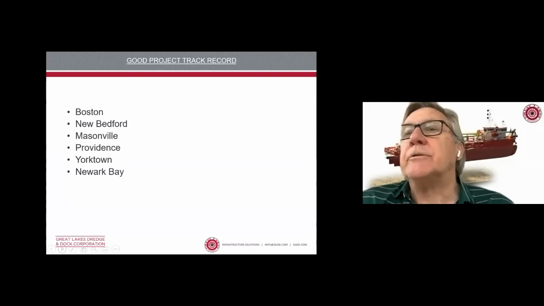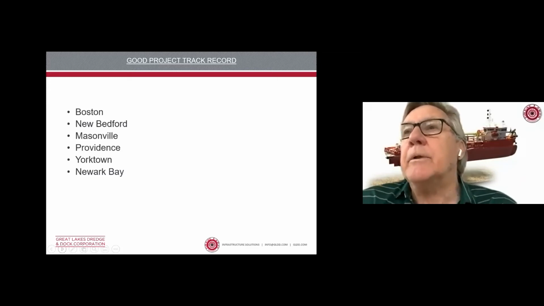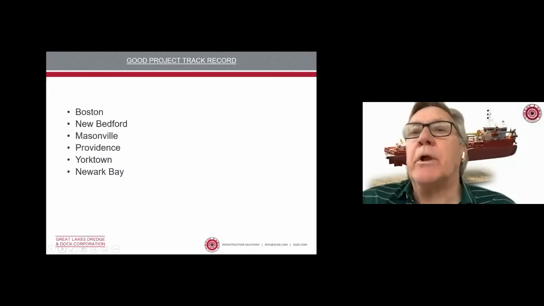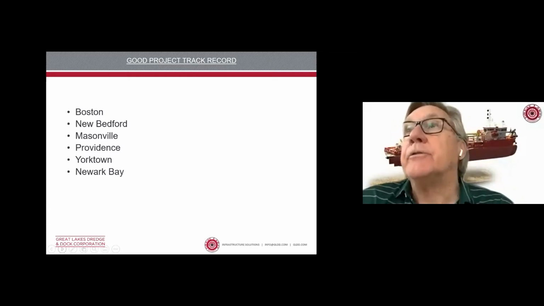I've got some challenges I'll talk about at the end, but even though a lot of it has been in the Northeast, we've seen projects in Boston, New Bedford, Providence, Yorktown, but also in Masonville and the Baltimore area, and then even in Newark Bay. And Ram mentioned the project in Port Hueneme, also a very successful project. So hopefully we've got enough to learn from and collaborate on for future projects. Next slide.